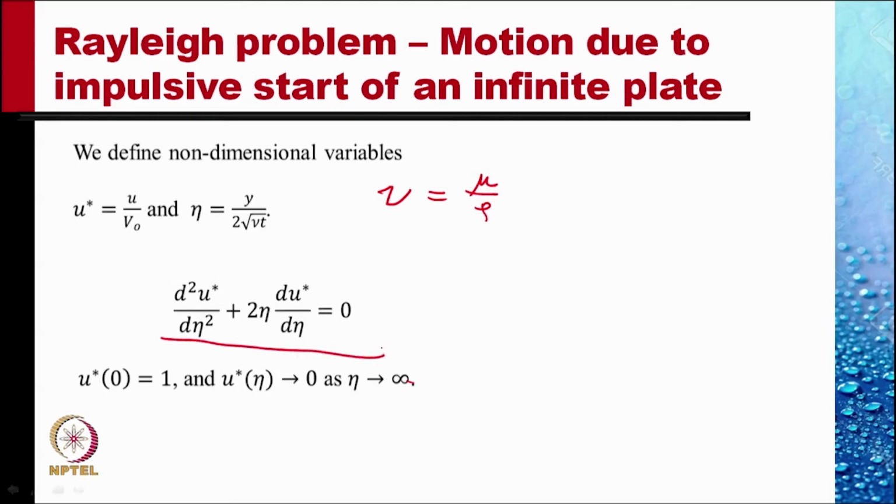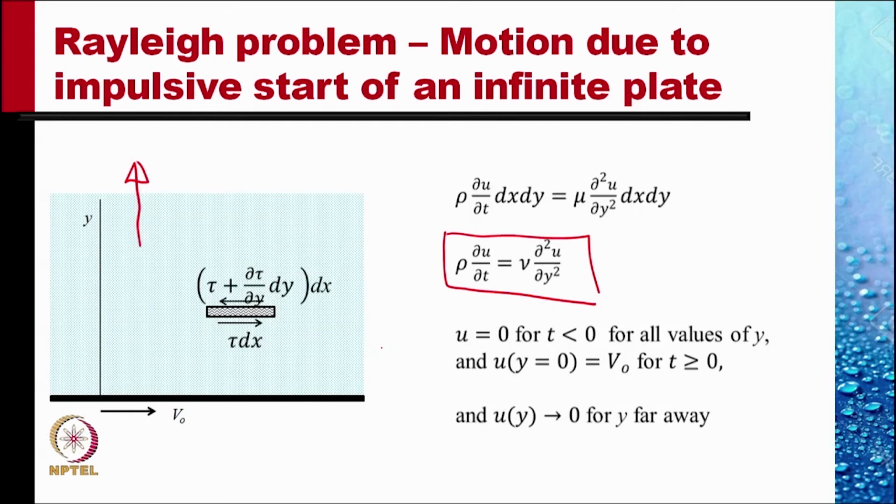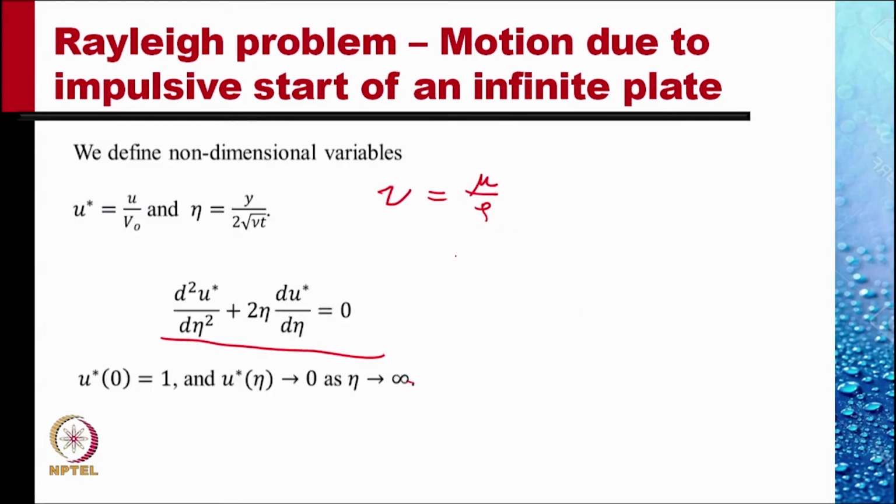Now it is interesting. From a partial differential equation, here we have reached an ordinary differential equation here. The initial and the boundary conditions also change. We have u star at eta 0 is equal to 1 and u star tends to 0 as eta tends to infinity.